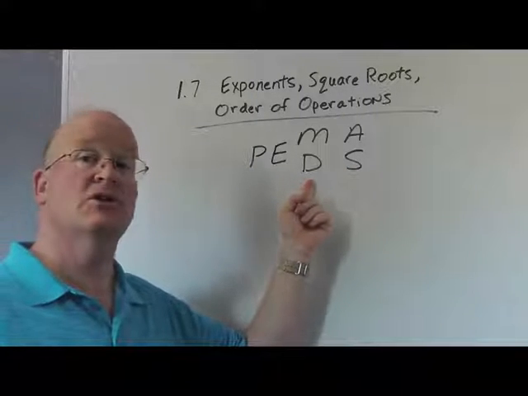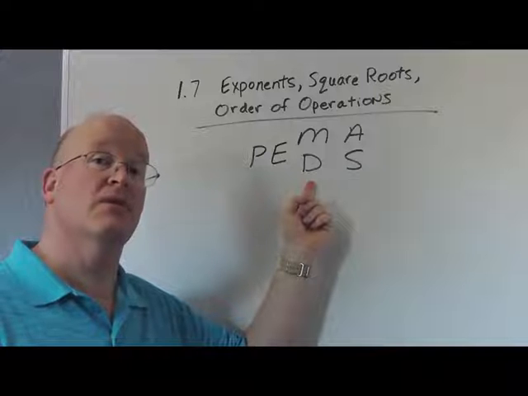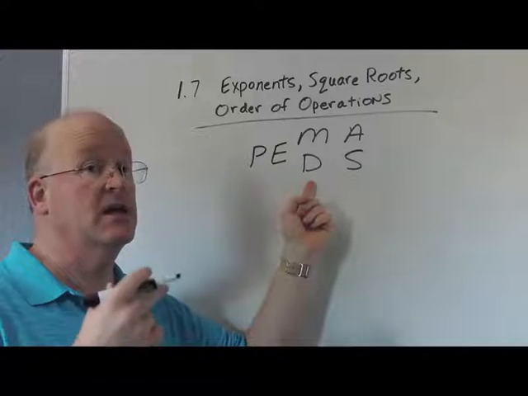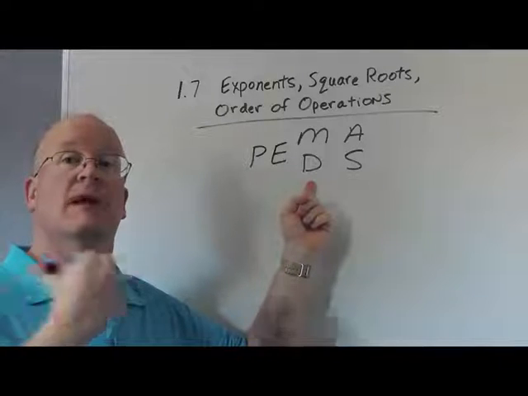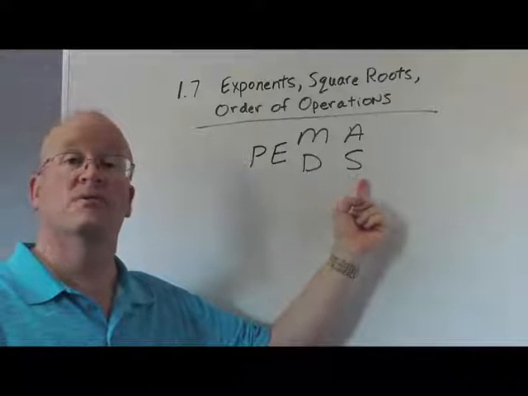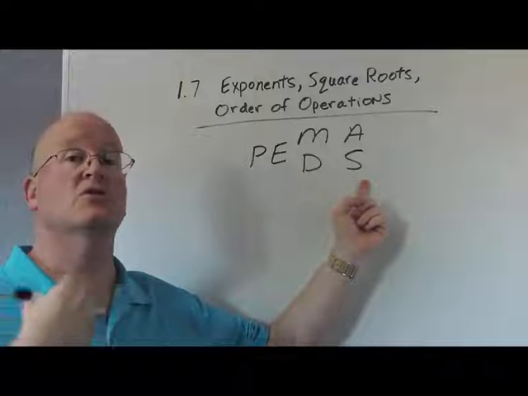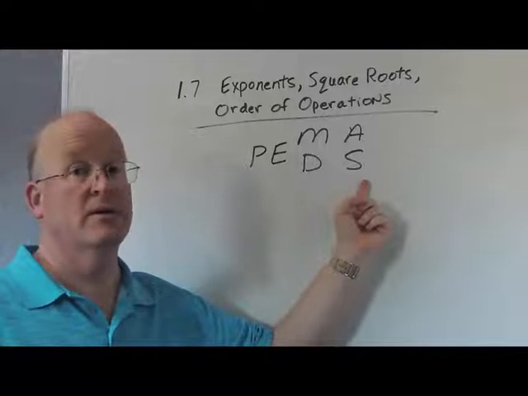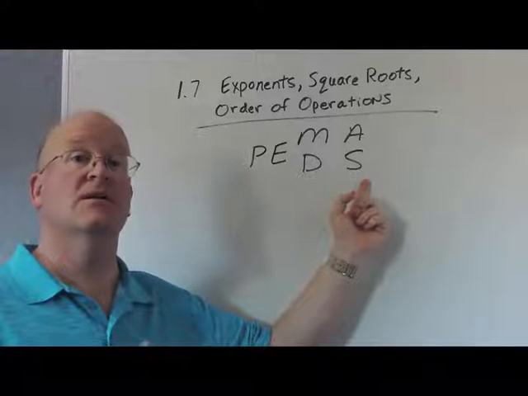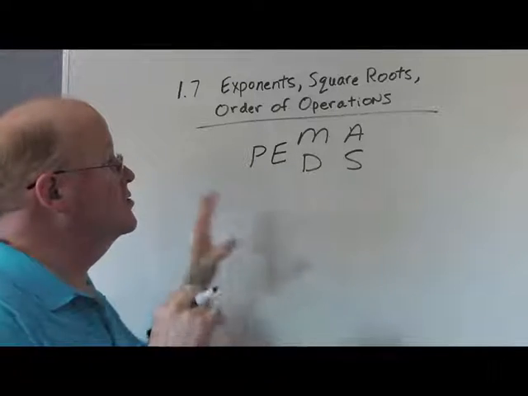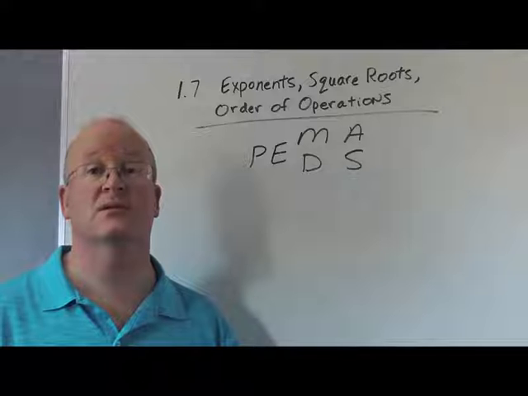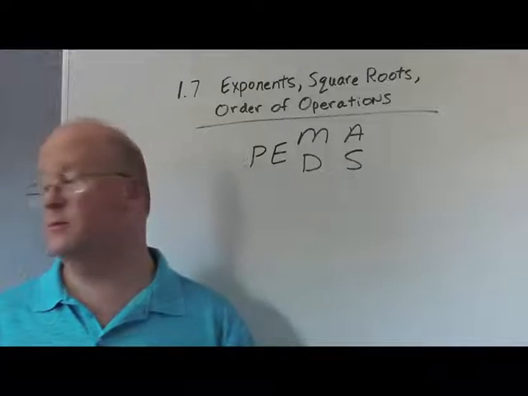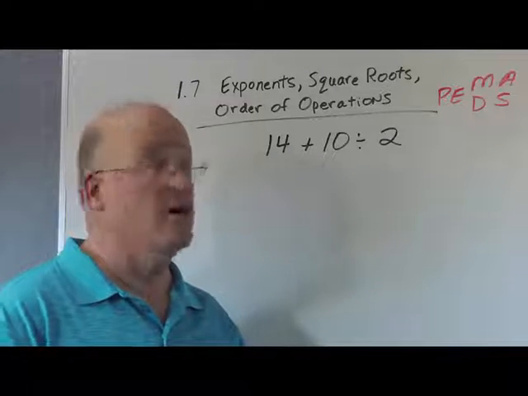Now, multiplication and division are equally important. We do not do multiplication first and then division. It depends on whichever one shows up first from left to right. Likewise with addition and subtraction, whichever one shows up from left to right, that's the one we do first. Sometimes it's the subtraction, sometimes it's the addition. And so this is a very organized process to help us get the right answers when we're working out some of these problems. Now let's work on this first problem.